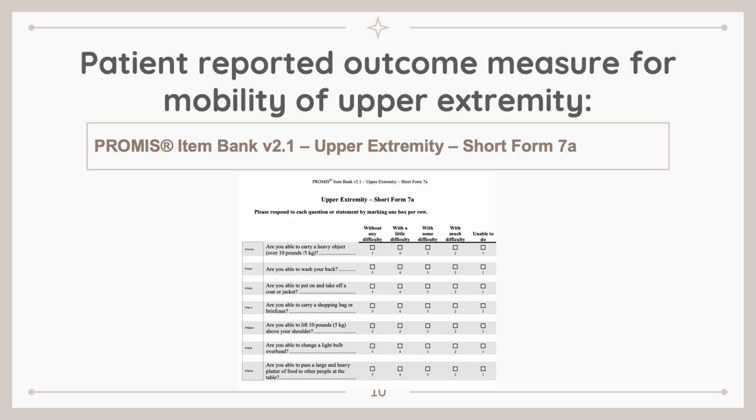Coming back to the current research that I'm doing, it involves the effect of therapeutic exercise on range of motion for people that have adhesive capsulitis. The patient-reported outcome measure for this would be the Upper Extremity Short Form 7A. It asks the patient if they're able to carry objects above 10 pounds, and then they check different boxes. So you can review this as well. Overall, I hoped that this was beneficial for you. I enjoyed getting to explain each of the areas a little bit more.